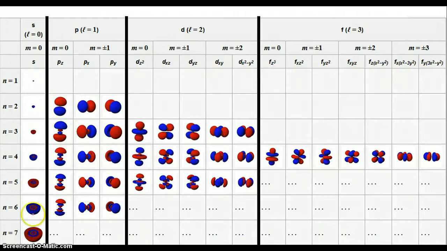Also, right here, these are actually cross sections of the s orbitals. They really should be spheres, but they're trying to show you the insides. Each of these individual rings is segmented by nodes.